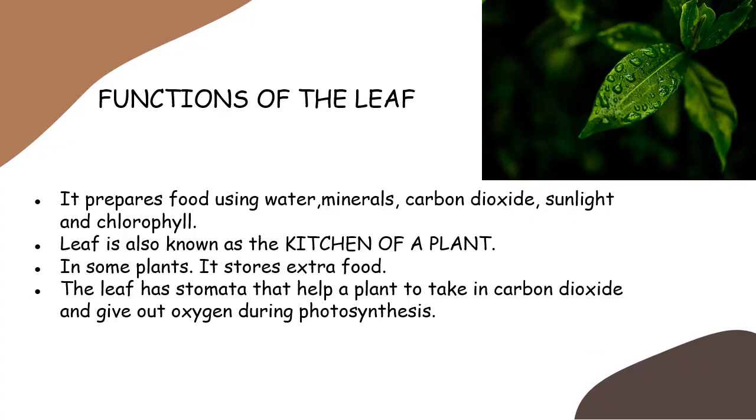Functions of the leaf. It prepares food using water, minerals, carbon dioxide, sunlight and chlorophyll. Leaf is known as the kitchen of a plant. In some plants, it stores extra food. The leaf has stomata that help the plant to take in carbon dioxide and give out oxygen during photosynthesis.